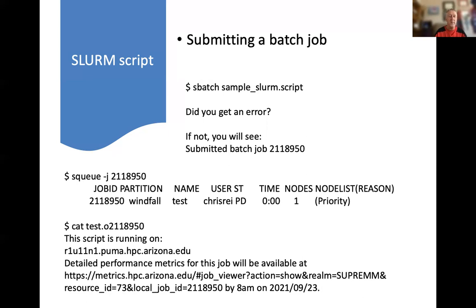And you know the job, the name of the file is going to be test.o because that's what you put in your script. You were going to call it test.o and then the number. And then it comes back and says, the script is running on, and then the host name, which is what you asked it to do. And then it'll also tell you that there is data available about performance. This is one way to do it, and I'll show you another way of how to get detailed information about the job that you ran.